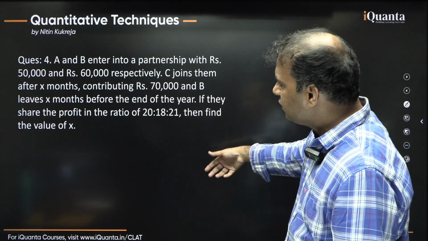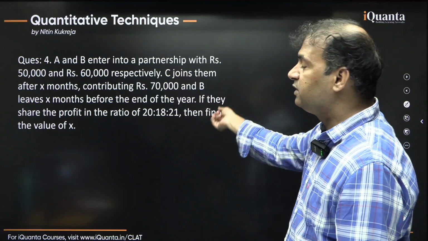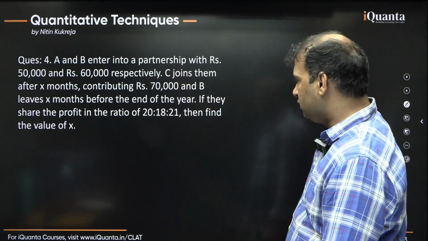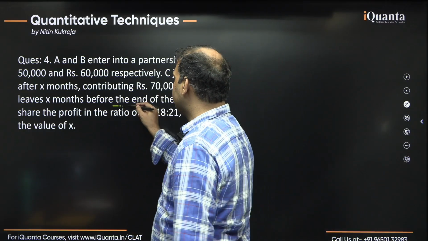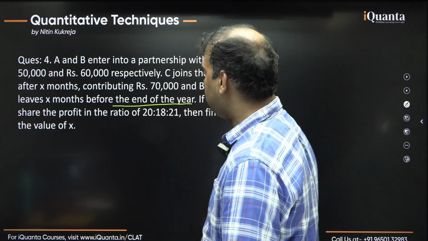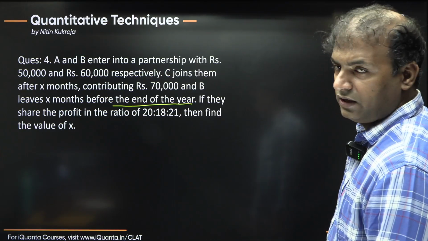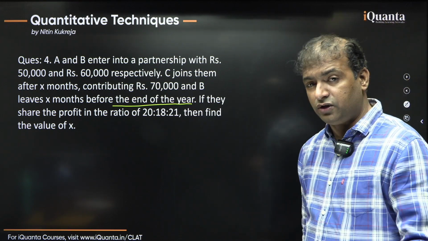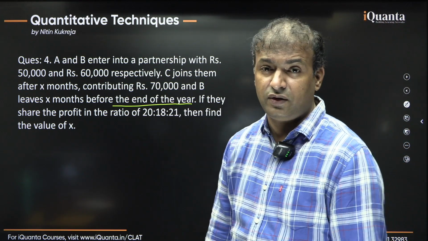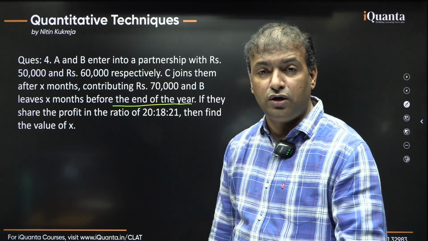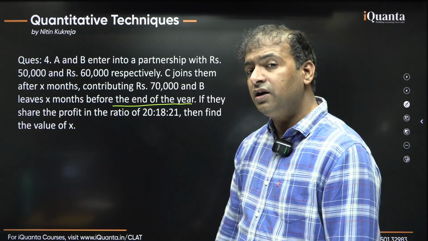Contributing 70,000, and B leaves X months before the end of the year, okay, again the total time is the end of the year, we can say that, right? If they share the profit in this ratio 18, 12, 21, okay, then find out the value of X. The question is about finding the value of X. Okay guys, one thing is sure that this is not the simple partnership, this is the compound partnership, right?